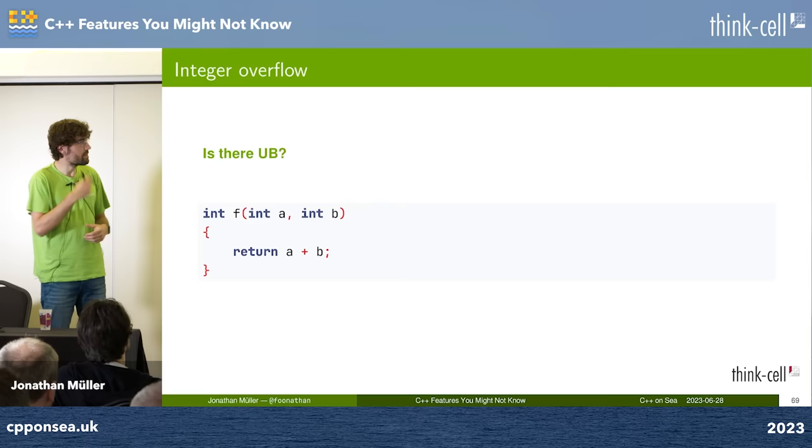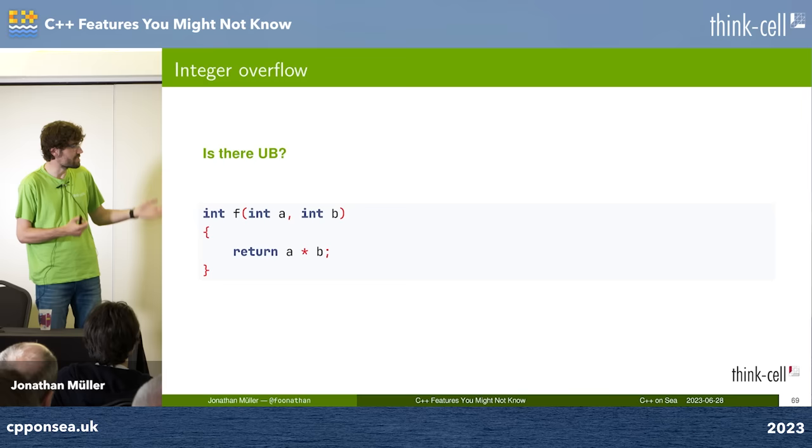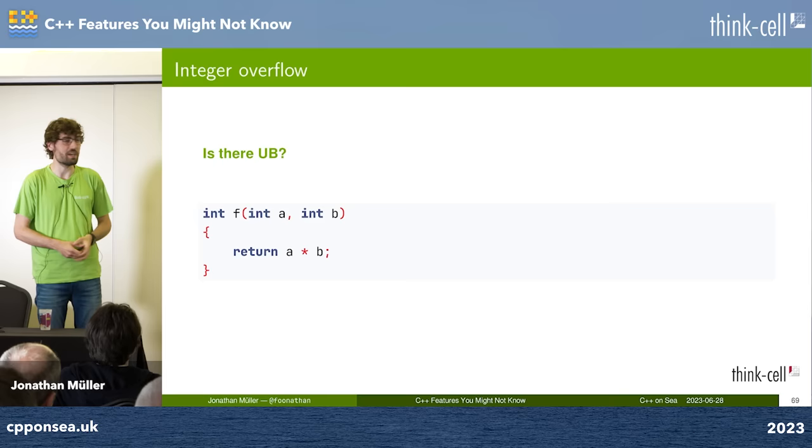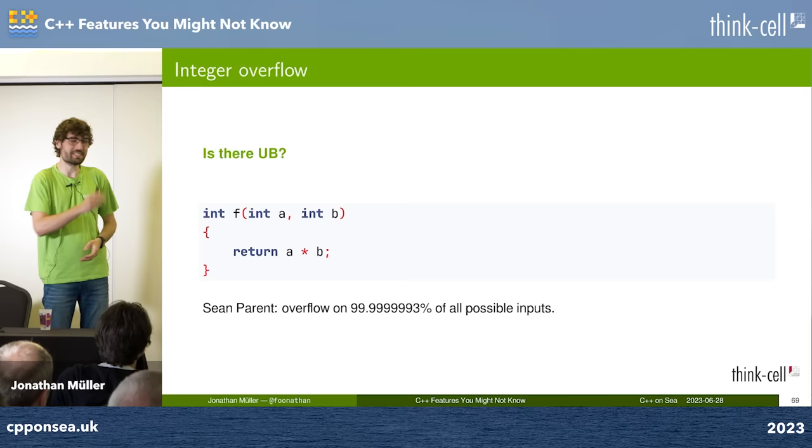Now this is kind of a theme about safety or whatever, so let's talk about undefined behavior. This is a function that takes two integers and returns the sum. Is there undefined behavior in this function? Yes. There is undefined behavior because of integer overflow. What about multiplication? Can you trigger undefined behavior in there? Yes, and in fact, you can trigger it in 99.99993% of all possible input values, because there aren't many integer combinations that don't trigger undefined behavior when you multiply them.